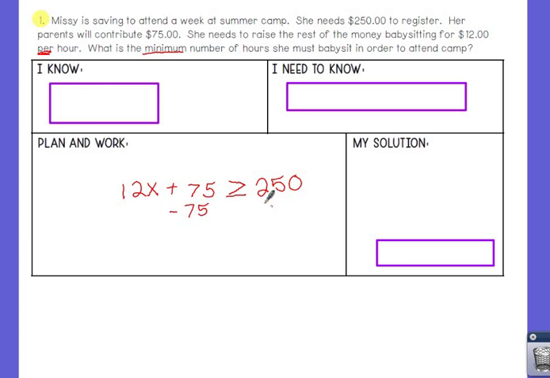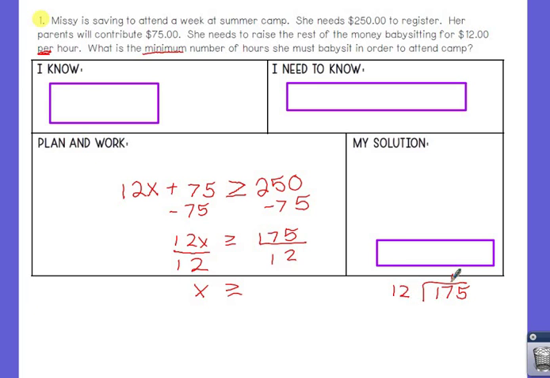What would be the first step in solving this? Subtract 75 from both sides. I get 12x greater than or equal to 175. Then what do I need to do? Divide by 12. Do I flip the inequality sign? No. Stays the same. I've got to come over here and do a little math.